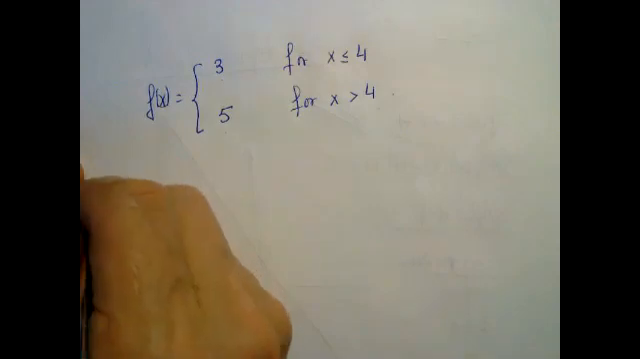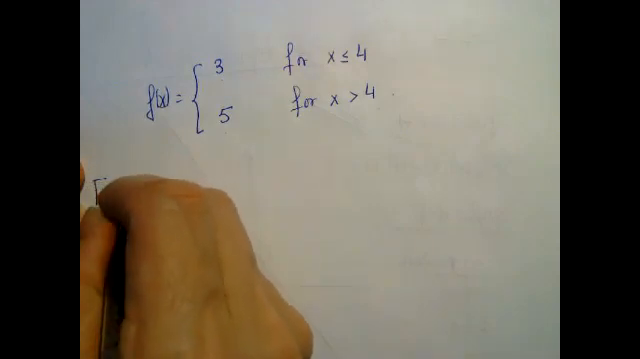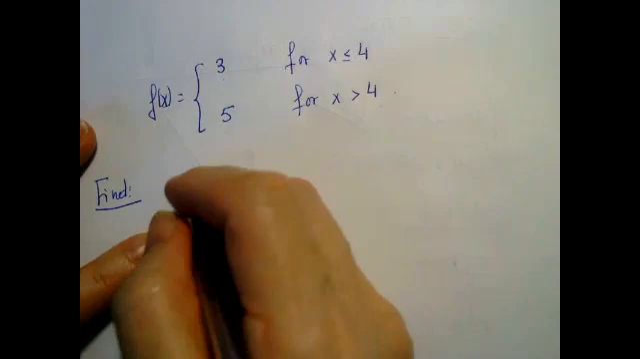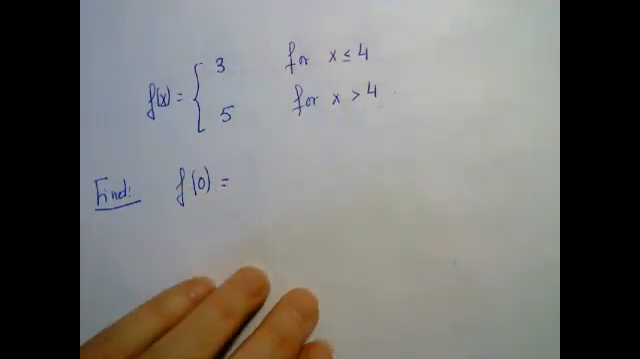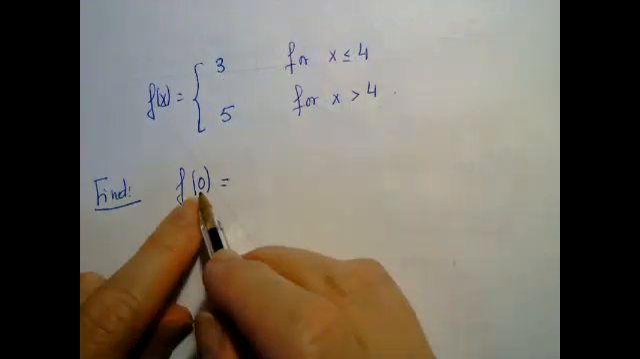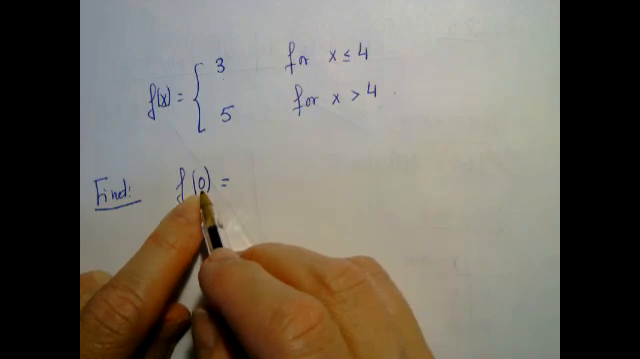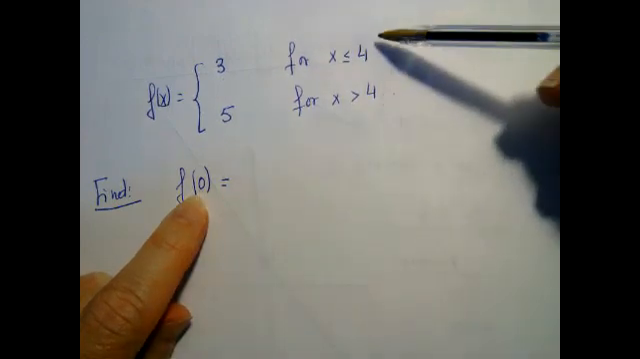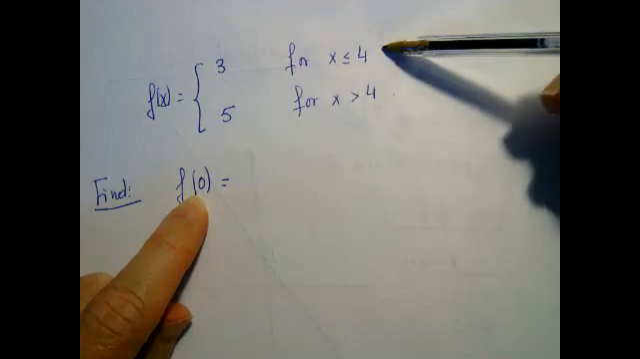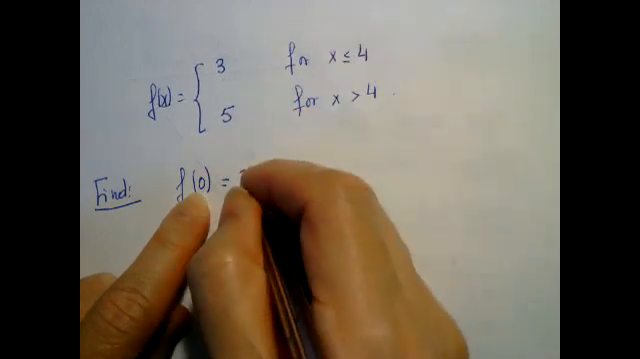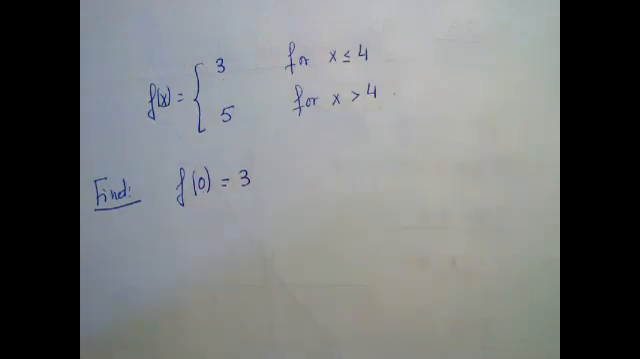So let me ask you to do the following. Find f of 0. What's f of 0 according to this new function? Let's see how we do it. We take the 0 and ask ourselves, where is 0? Which condition does it satisfy? Condition 1 or condition 2? 0 is less than 4. So the rule tells me if your input is less than 4, your output is 3. So f of 0 will be equal to 3.